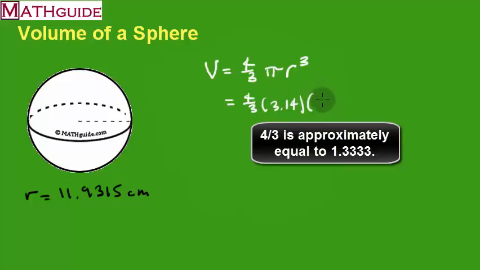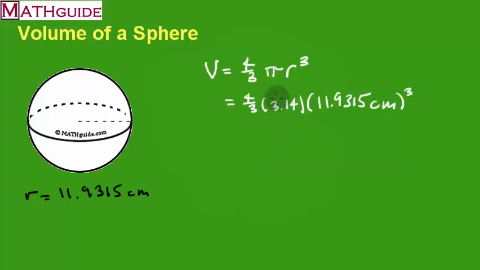3.14 times 11.9315 centimeters, and I got to cube all that. Okay, so I'm going to honestly just punch this into a calculator exactly the way it looks, probably using a TI Inspire calculator, and out comes an answer, 7111.1962 centimeters cubed, right? Because I'm taking centimeters times centimeters times centimeters, and we get centimeters cubed, which makes sense. All units for volume is always going to be cubic centimeters.